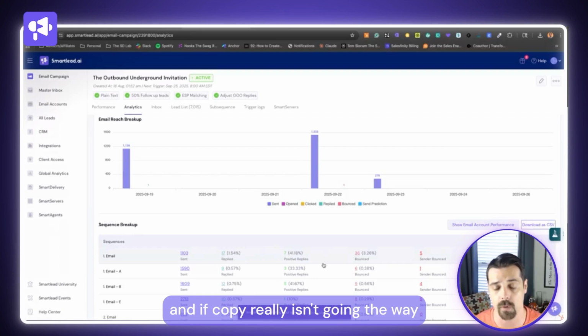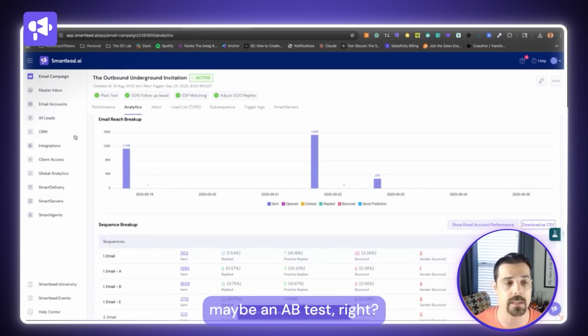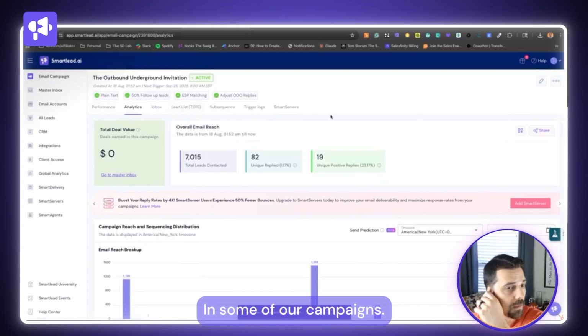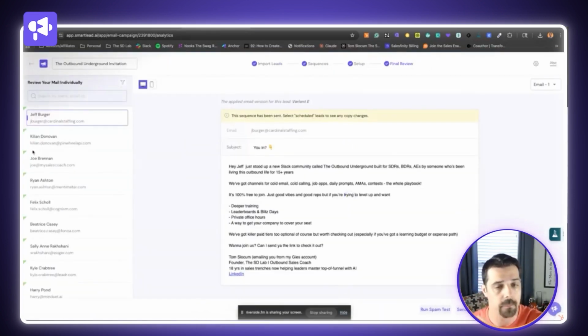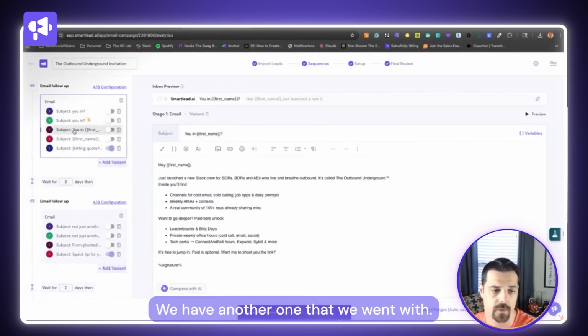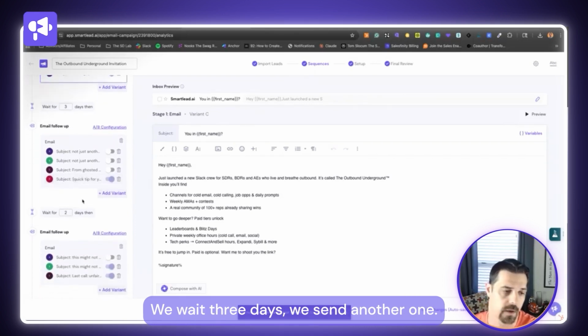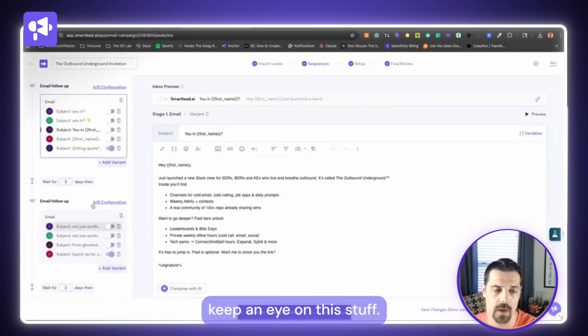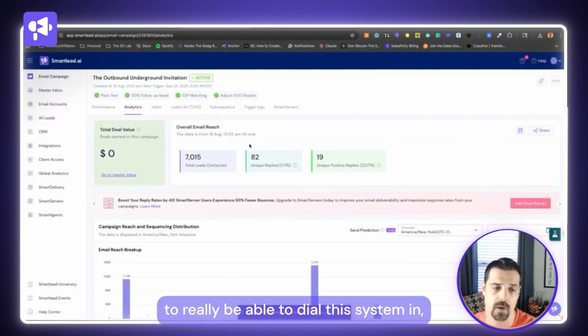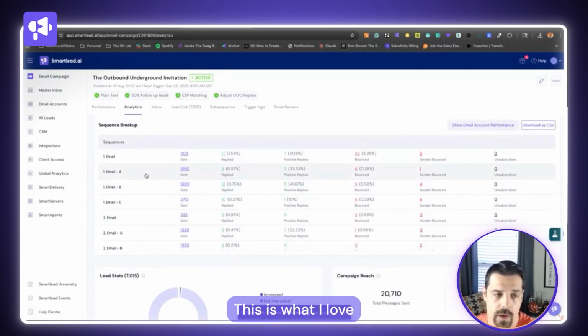And if copy really isn't going the way you want after the first couple hundred sends, then clearly fix it, right? Dive in there, and let the next batch go with maybe an A/B test. We've done that in some of our campaigns. We have multiple iterations that we've come in and changed. So we have one here, and another one that we went with. We've gone up to 5 and changed that variant. We wait 3 days, we send another one, and we keep an eye on this stuff because you need to. This is how you're really going to dial this system in, find what frameworks are working and which responses are happening. You can really see down in here. This is what I love, a sequence breakup.